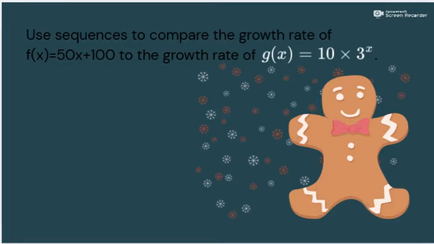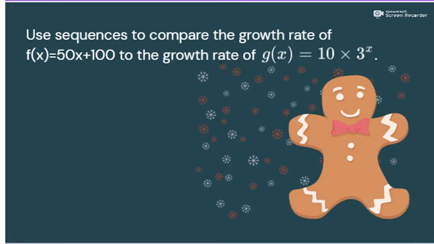Okay, your turn. Use sequences to compare the growth rate of f of x is equal to 50x plus 100 to the growth rate of g of x is equal to 10x plus 3 raised to the power of x. There, it's a little bit easier for you to read. Go ahead and pause the video, solve that, come back.